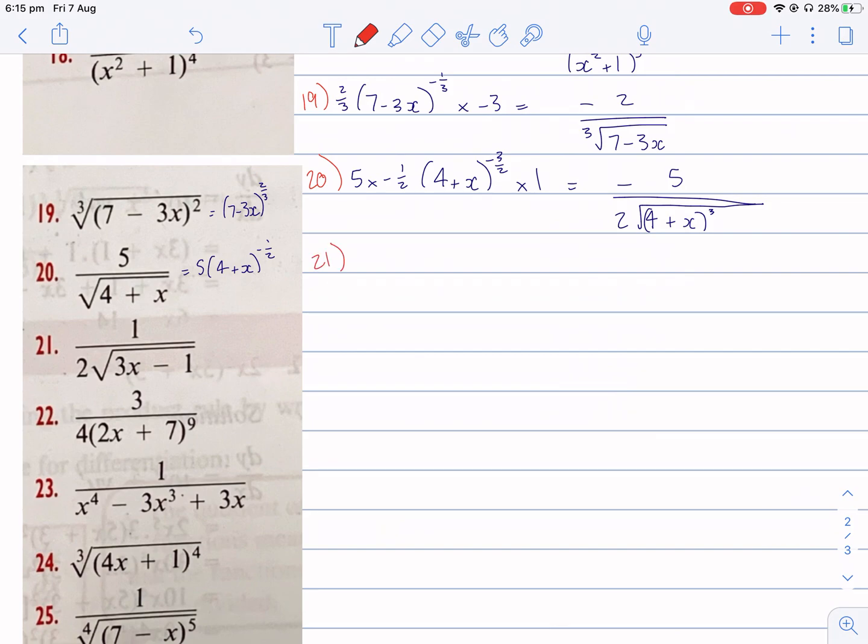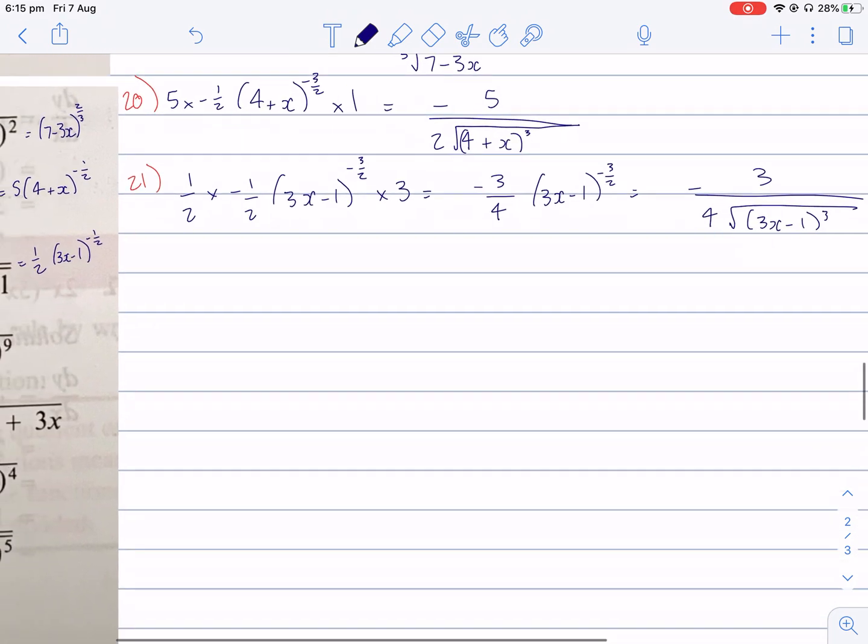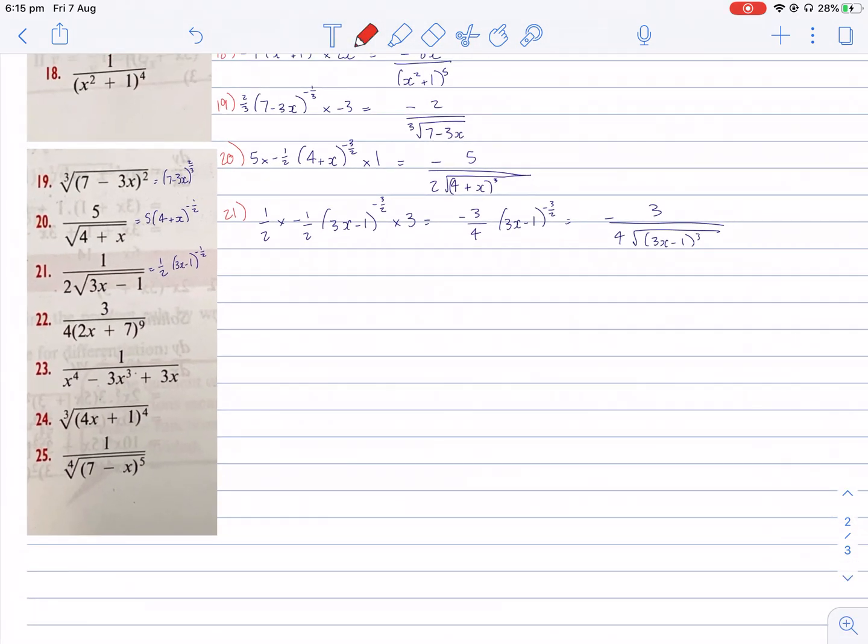21. Now this is the same as a half times 3x take 1 to the negative a half, which means we've got a half times negative a half 3x take 1 to the negative 3 on 2 times the derivative of the inside, which is 3, which means we've got negative 3/4 3x take 1 to the negative 3 on 2, which gives us negative 3 over 4 times the square root of 3x take 1 cubed. You do get really good at your index laws after doing these for a little bit, don't you?